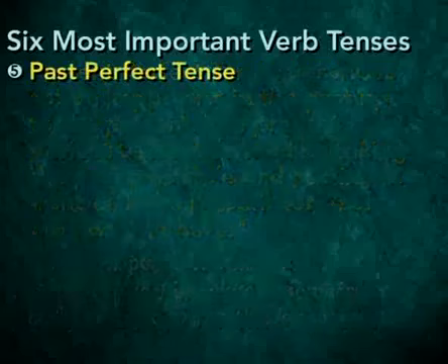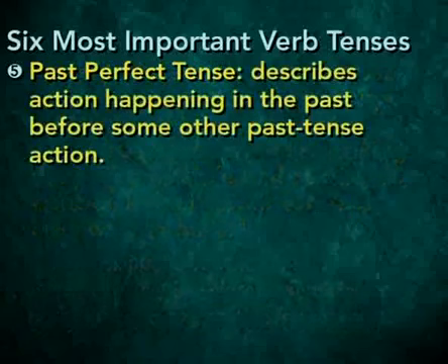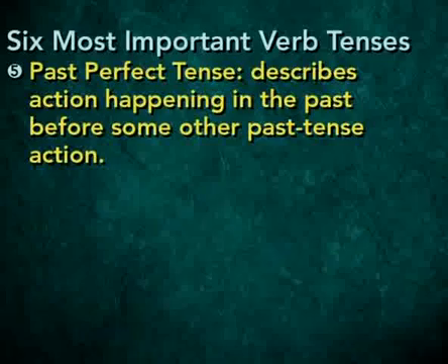The fifth important tense is the past perfect tense. This is used to describe action happening in the past before some other past action, which would usually be described in the past tense. Remember that the past tense is used for action happening in the past. When you're describing action happening even earlier than a past tense action, you would use the past perfect tense. And we'll see an example in a moment.